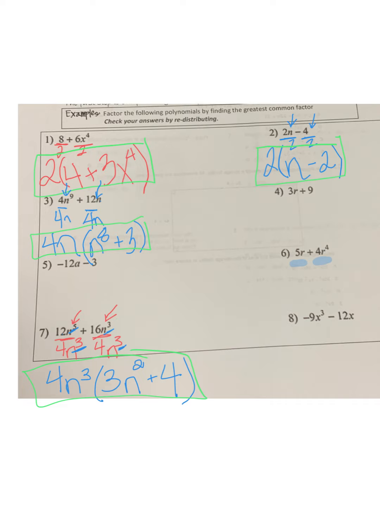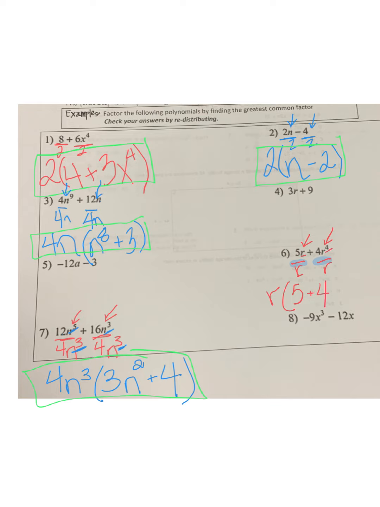Do they share a number in common other than 1? They don't, but this one has an r. This one has an r. Can I take out an r from both of them? Yeah, if I take out an r, this one has 1 r. We're taking out 1 r. How many are left? Just the 5.